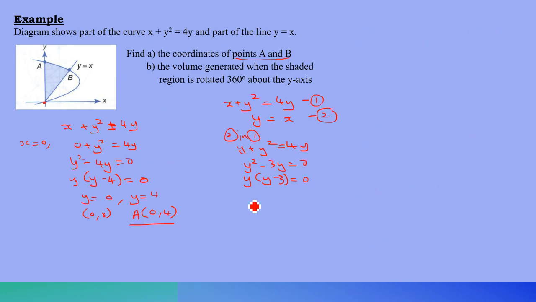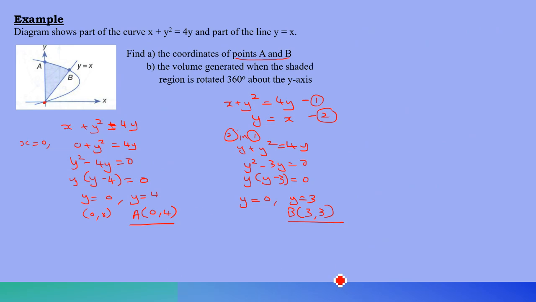And you also get the point y equals 0 and y equals 3, but 0 is not what we want to find. That is the origin. We want to find this. So for your point B, your y is 3. What will be your x? You can put it back into any of the equations. In equation 2, x is the same as your y. So it means your coordinate will be (3, 3). So that's your answer for B.